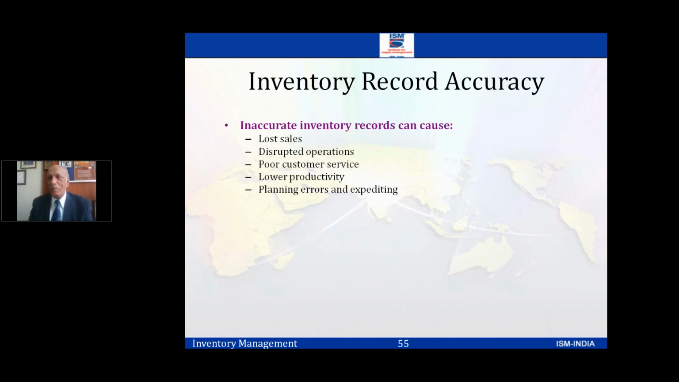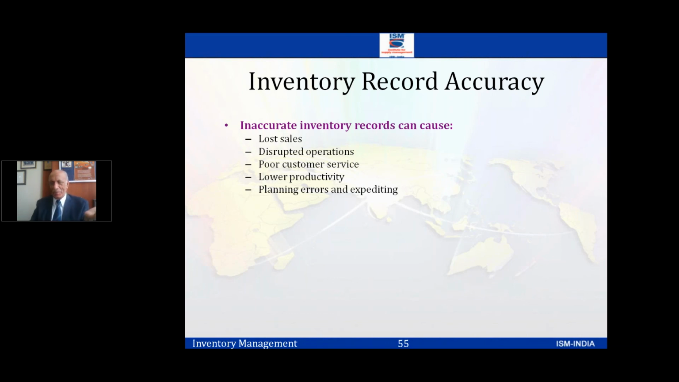The accuracy of the inventories. Inaccurate inventory records can cause lost sales. We all know it: you are showing something but it is actually not available. It can disrupt your operations, give poor customer service, and cut down your productivity. You have planned some production, but then you find one or two parts are not available. The assembly line comes to a stop. I'm going to fix the tires on my assembly line, but then I find the nuts and bolts are not there. I can't fix the tire. The whole productivity could come to a standstill.